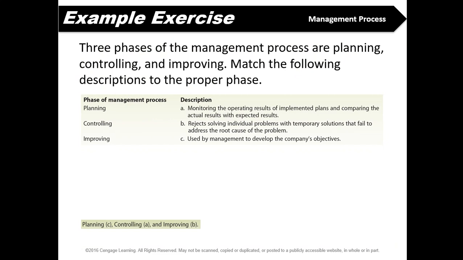So planning is C. Planning is the first step. You're developing the company's objectives. Controlling comes next, or directing actually, but controlling is monitoring those and comparing actual with expected results and taking that feedback and finally improving. And by improving things, again, we don't want temporary solutions. We want to find the root of the problem if we run into problems and address that and find long-term solutions, not just that temporary band-aid.